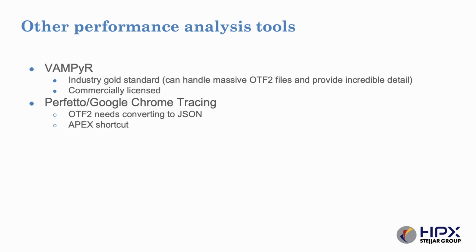For a free open source alternative that runs right in your browser, you can use Perfetto or Google Chrome tracing. Typically, you would need to convert the OTF2 files into a JSON format first. However, since you are using APEX, there's a shortcut. You can configure APEX to export Google traces by setting APEX_GOOGLE_TRACE equal to 1 instead of APEX_OTF2. This keeps the middleman out and generates a file you can drag and drop directly into the UI at perfetto.dev to see your thread timelines immediately.